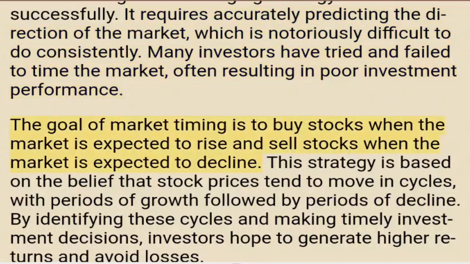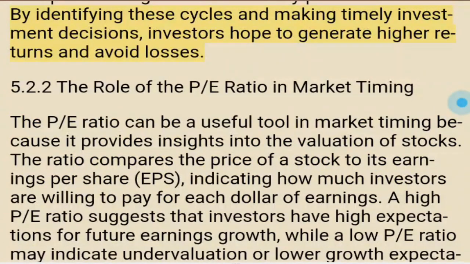The goal of market timing is to buy stocks when the market is expected to rise and sell stocks when the market is expected to decline. This strategy is based on the belief that stock prices tend to move in cycles, with periods of growth followed by periods of decline. By identifying these cycles and making timely investment decisions, investors hope to generate higher returns and avoid losses.